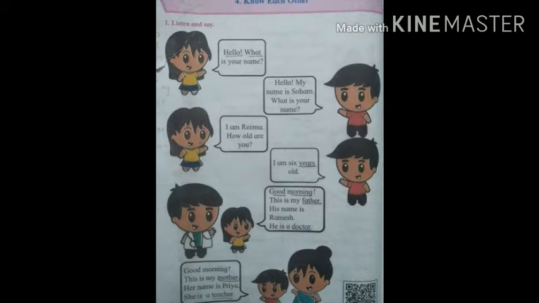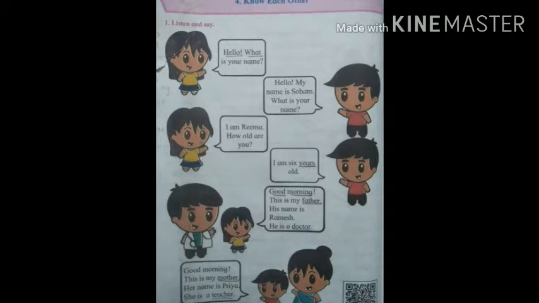What is your name?" So, the girl replies, "I am Reema. How old are you?" It means the girl is asking the age of that boy. So the boy replies, "I am 6 years old." Whenever you are asking about someone's age, you have to ask like this, "How old are you?" And whenever you give the answer to the question, you will say, "I am 6 years old."